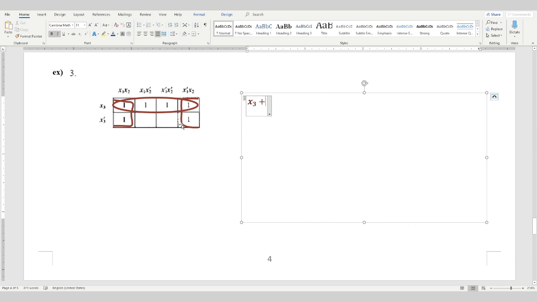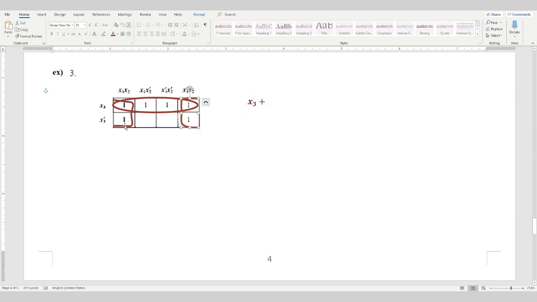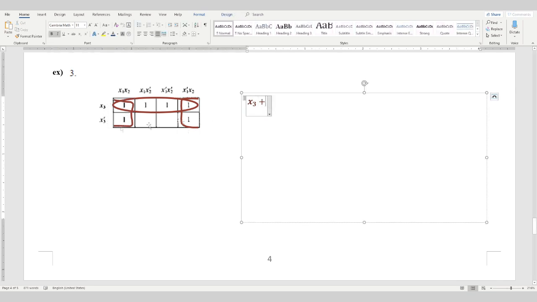And then next we have this group of 4 in a square that wraps around, that spans the edges of the map. And here we have to look at what's going to be eliminated. We can see first that x3 is going to be eliminated because we have 1s on the top and bottom rows, which means we include both x3 and not x3, which will eliminate that 1 variable. And we want to look to see if anything else is changing.